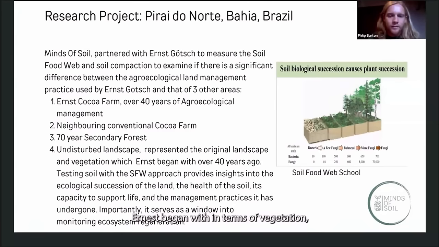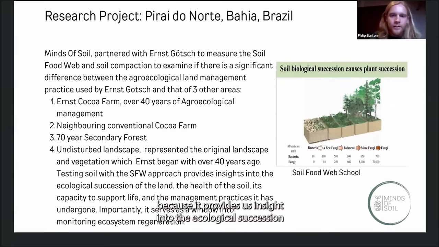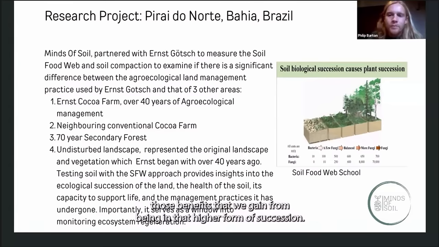The soil testing was done using the soil food web approach because it provides us insight into the ecological succession of the land. It tells us what management practices it has received, and it serves as a window into monitoring ecosystem regeneration. So we're all familiar with this graph on the side that Elaine provided us with. If we look at the function of these organisms, we can see where in succession we are. And if we're fostering an ecological succession, we're also gaining those benefits that we gain from being in that higher form of succession. So next slide, please.